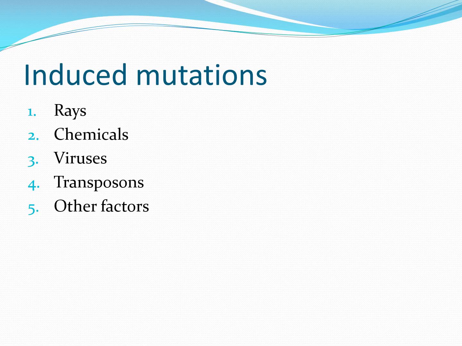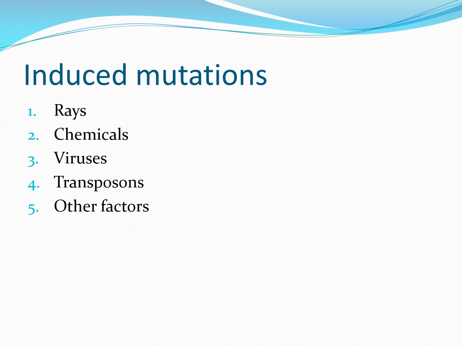Third, viruses. Some viruses integrate into the host genome and can disrupt genes or activate oncogenes. For example, human papillomavirus or HPV can cause cervical cancer. Fourth, transposons. These are jumping genes, DNA sequences that can move from one location to another in a genome. When a transposon jumps into a gene, it can disrupt that gene's function.